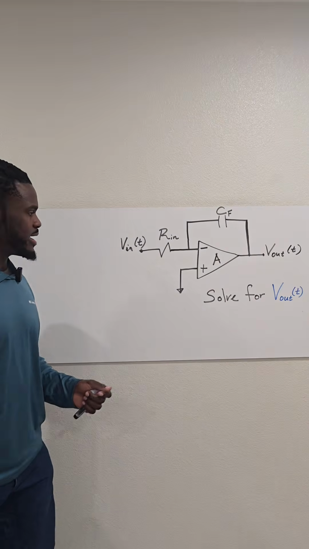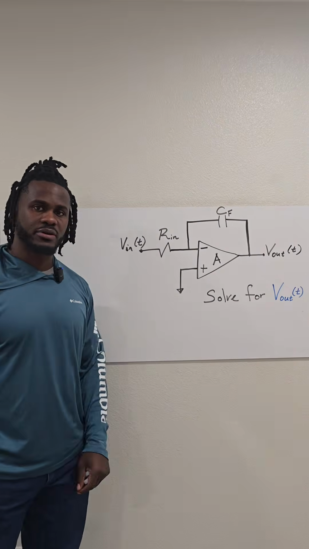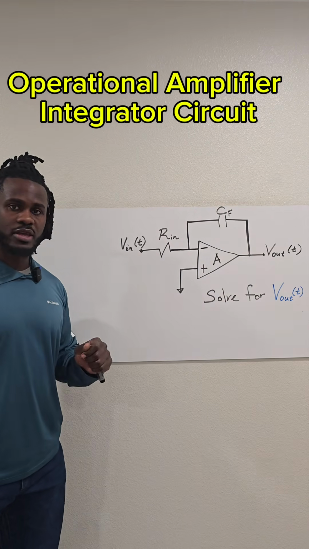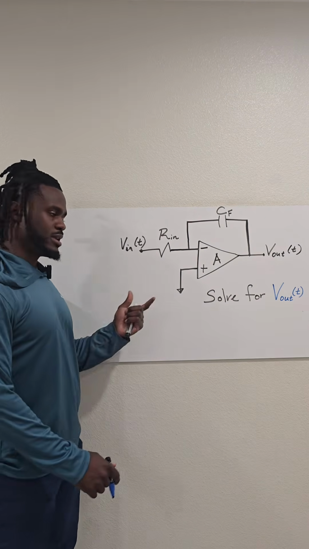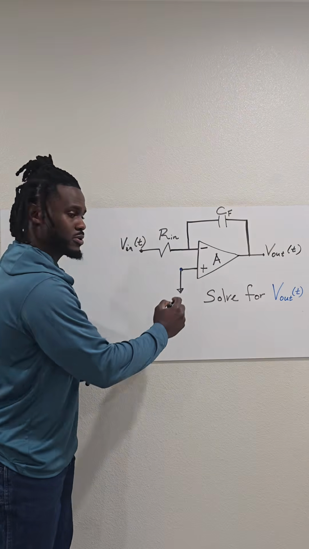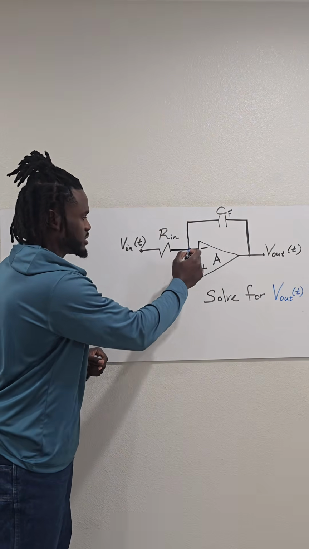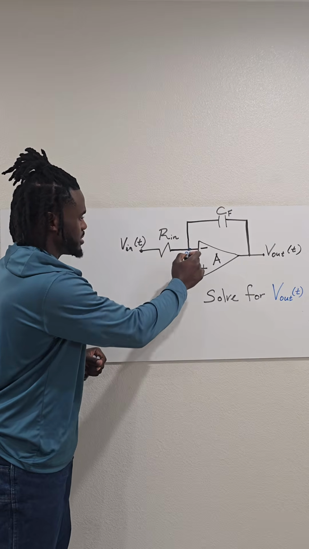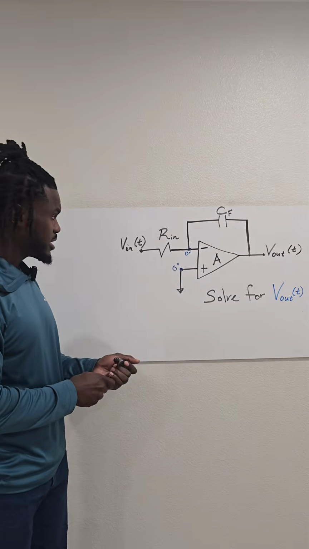Okay, let's go ahead and solve for the V out of T of this integrator circuit. A couple things we want to note is that in an ideal op amp, the voltage here is the same as the voltage here. So if this is 0 volts, this also has to be 0 volts.